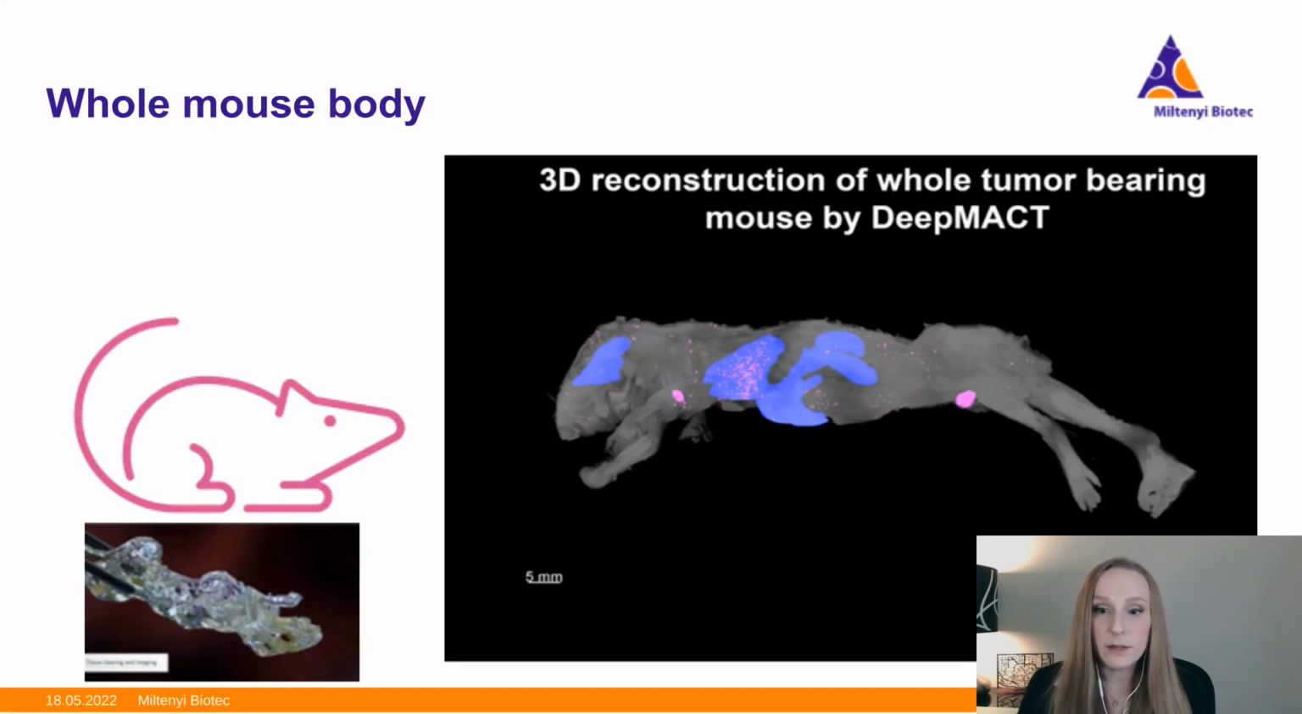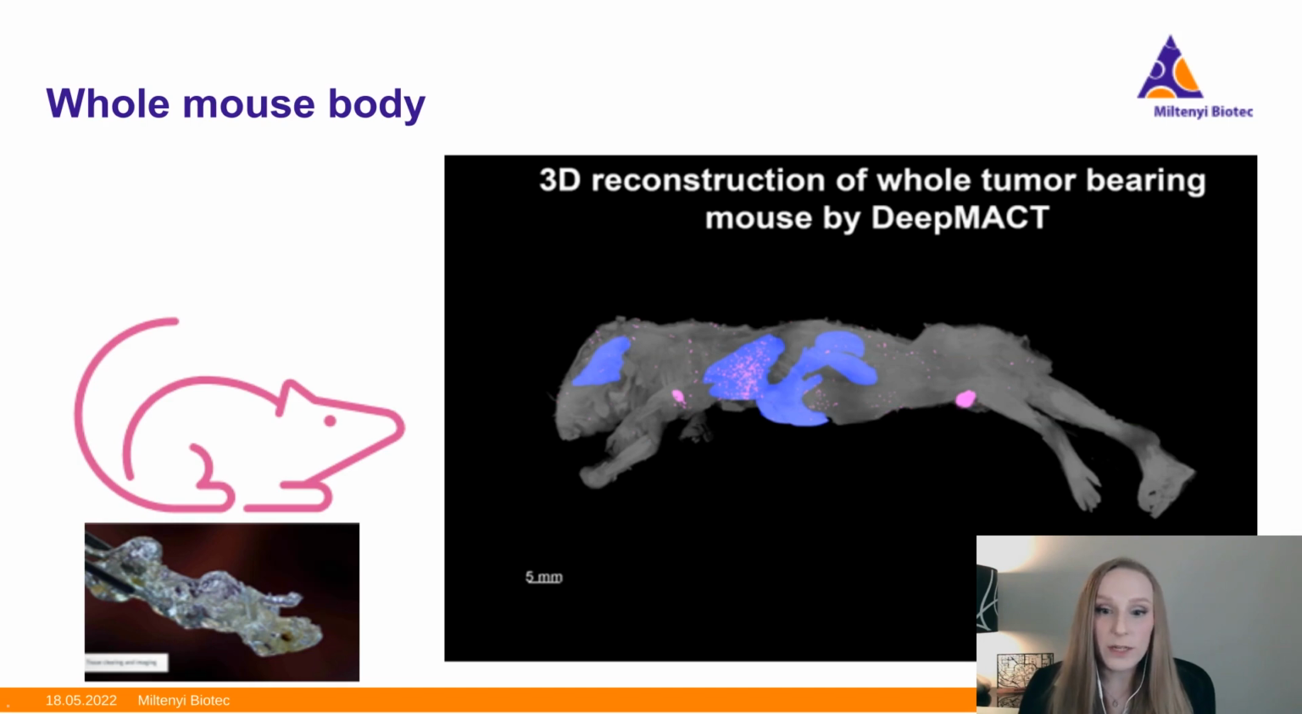And the last example is actually a very interesting one. Again, this is looking at a whole mouse body. So, underneath the little icon of a mouse, you'll see that there was indeed a full mouse that was cleared, and that's what it looks like.